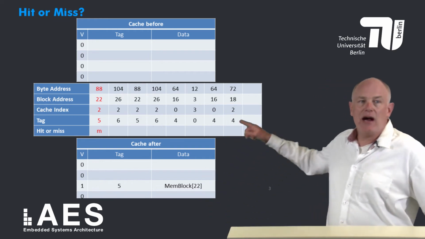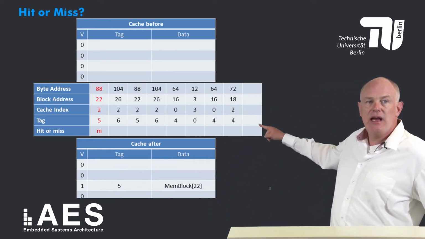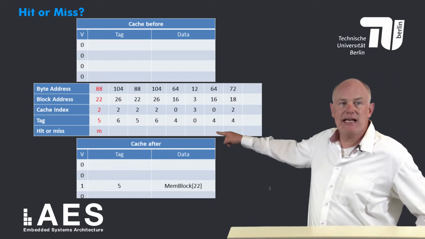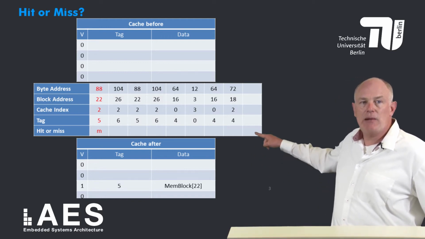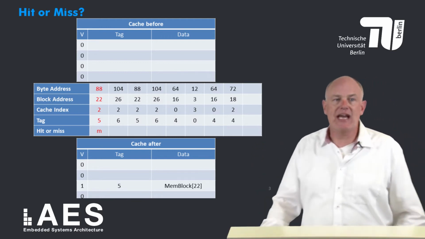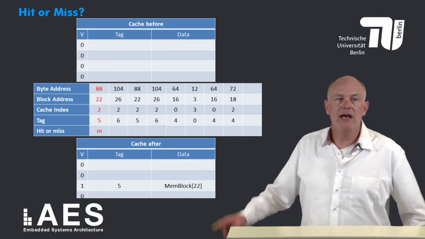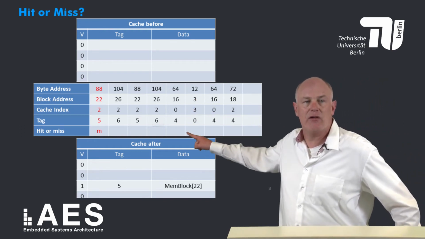At the bottom here I show the cache before the access takes place. In the middle I show in red the memory access that I will be focusing on, and at the bottom I will show the contents of the cache after the memory access has taken place. Initially our cache is empty, as we can see, all valid bits are cleared.